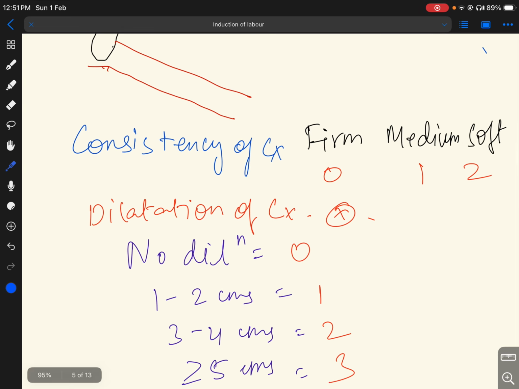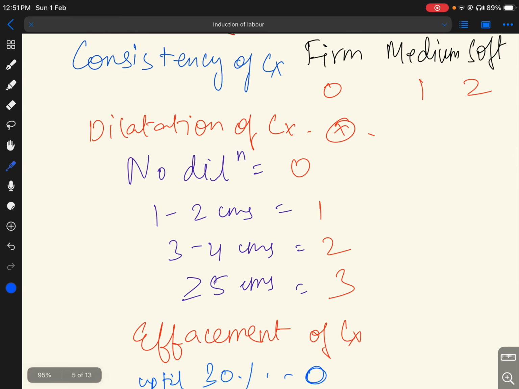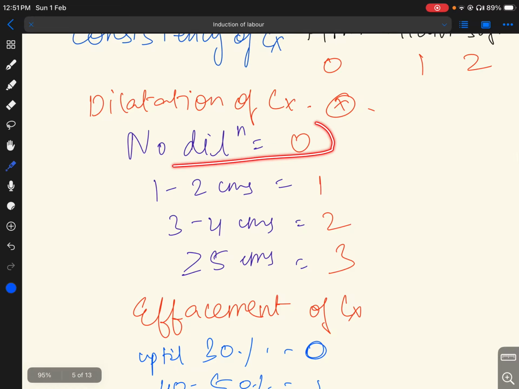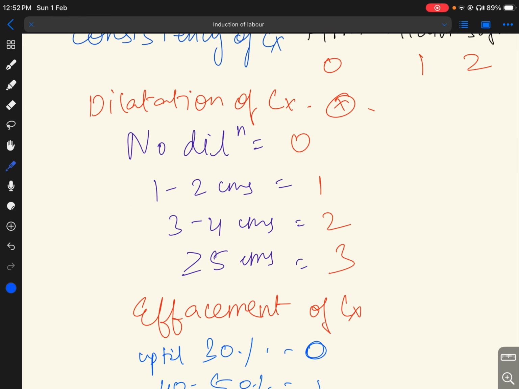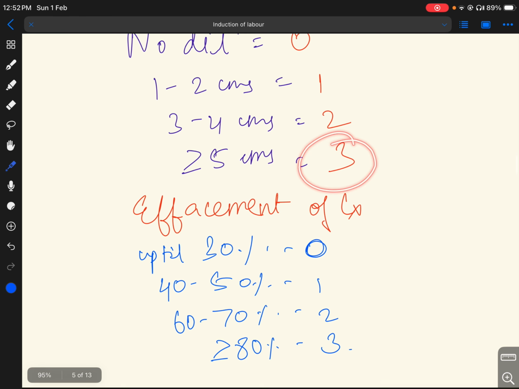Coming to the dilatation of cervix, it's important. If there is no dilatation, you give 0. If it is 1 to 2 centimeters, give a score of 1. If it is 3 to 4 centimeters, give a score of 2. If it is greater than or equal to 5 centimeters, give a score of 3.